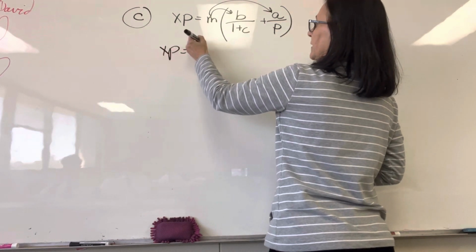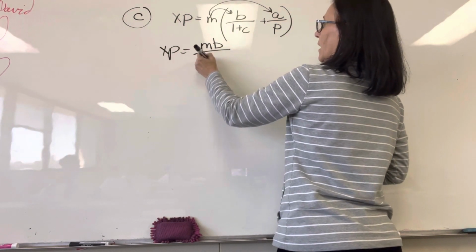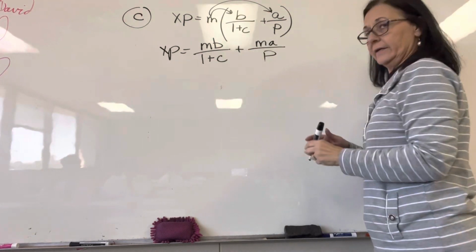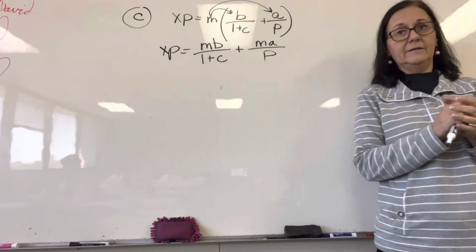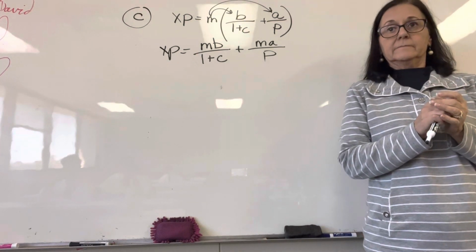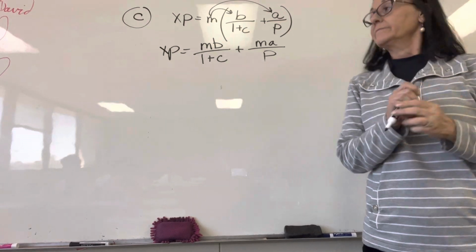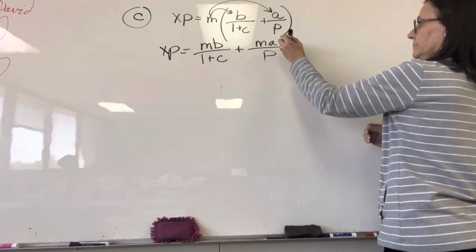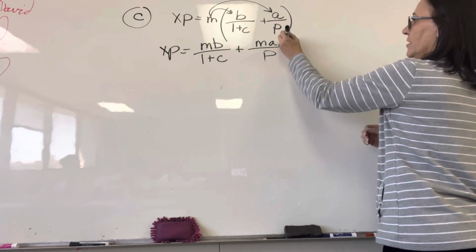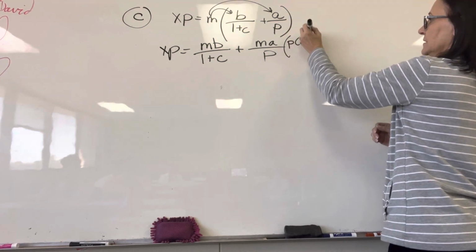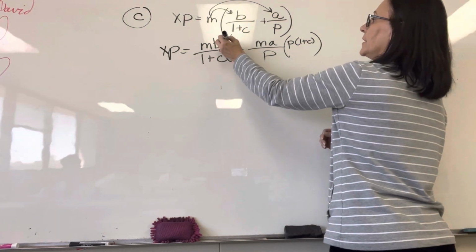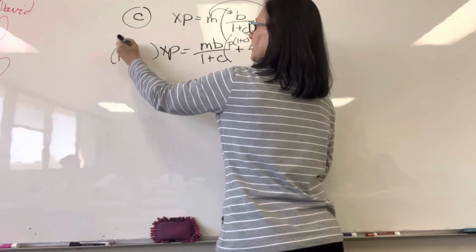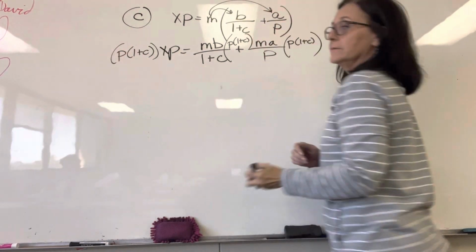So we have XP equals MB over 1 plus C plus MA over P. Now what do we do? So you want to eliminate the denominator. Yes. So multiply every term by P, open parentheses, 1 plus C.